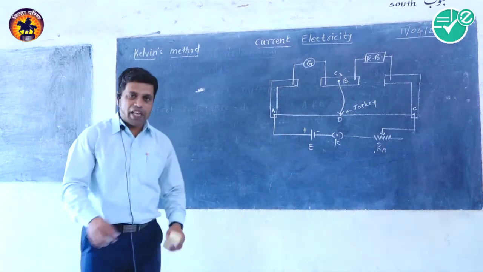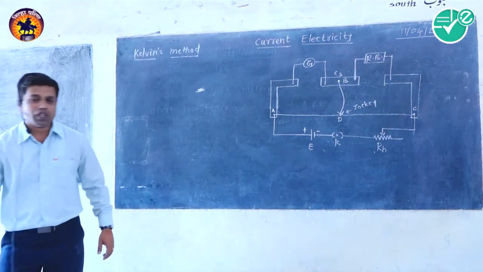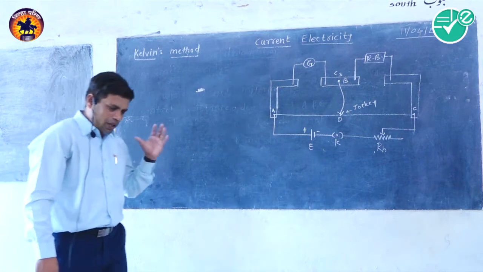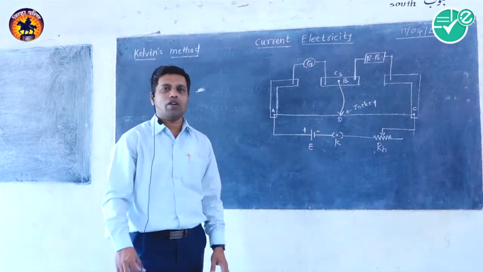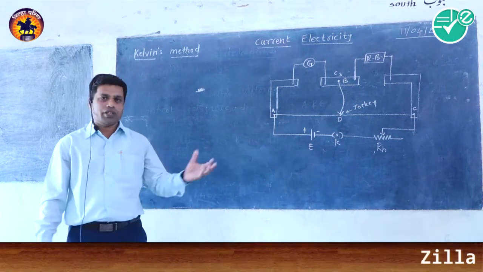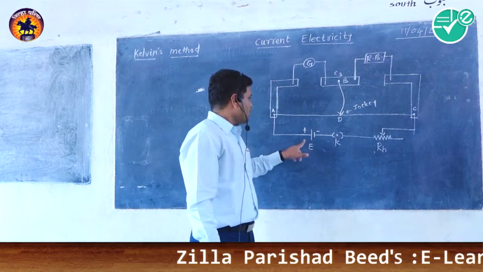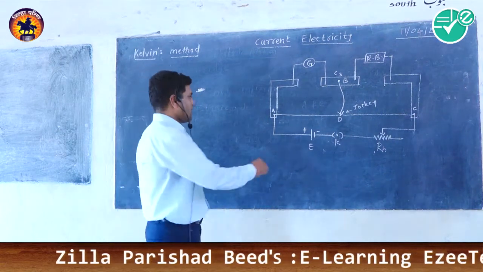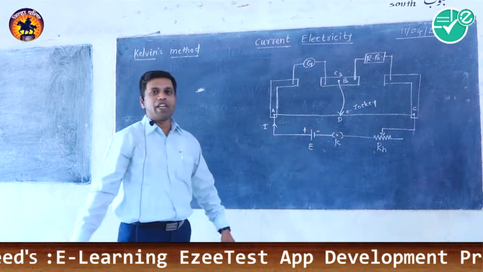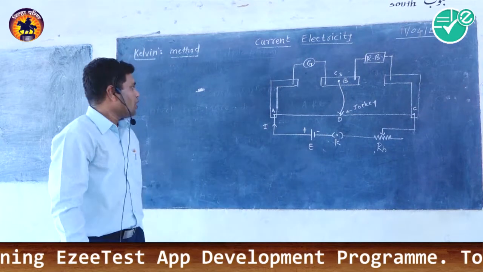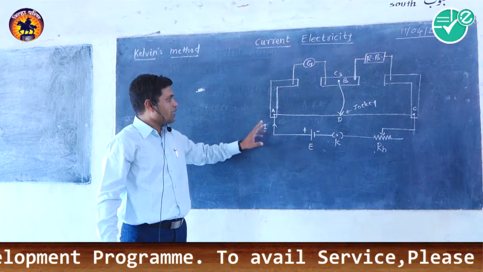This method is also called the equal deflection method. Why? Because in this method you need not find a null deflection in the galvanometer. I will tell you why in the working of this experiment. As soon as you close the key, the cell sends a current I through the wire and the remaining circuit.